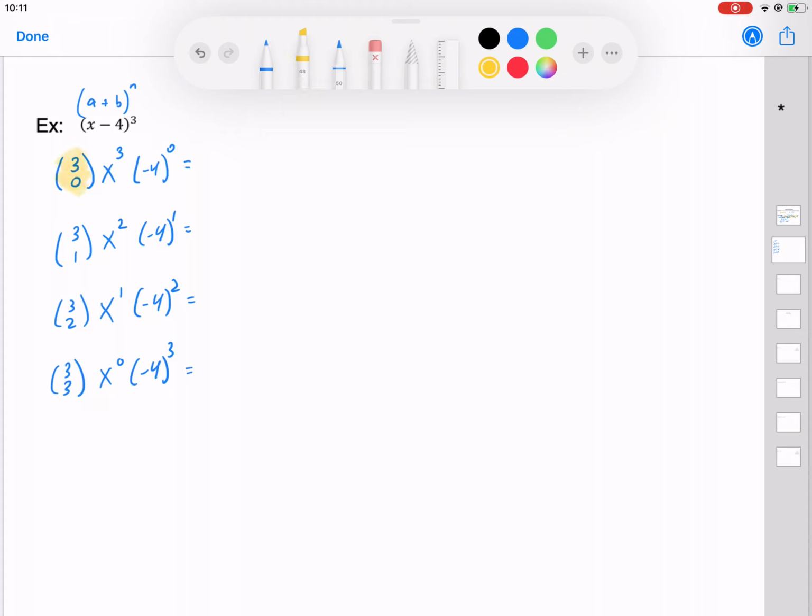So 3 choose 0 is 1. Negative 4 to the 0 is also 1, and then we have x cubed. I have the other term at the end. So that's this part right here. 3 choose 1 is 3. Negative 4 to the first is negative 4, and we have x squared. So this is negative 12x squared. The first term is going to just be x cubed.